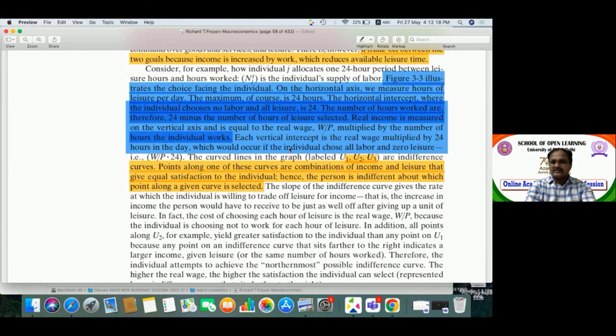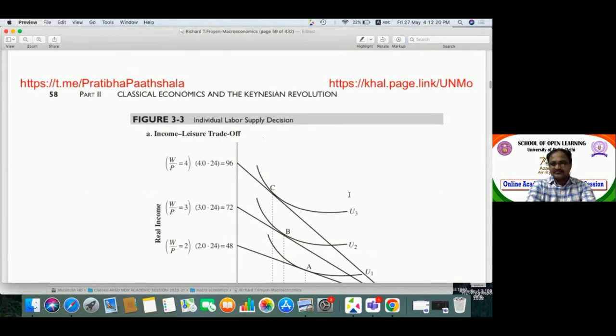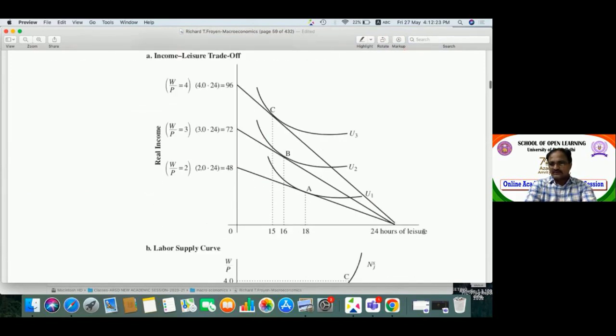Okay, if this combination, you can look at here. On the x-axis the total is 24 hours, and 0 means there is no wage. That means out of 24 hours, all 24 hours are leisure hours. There are no working hours. That's why the wage rate is 0.